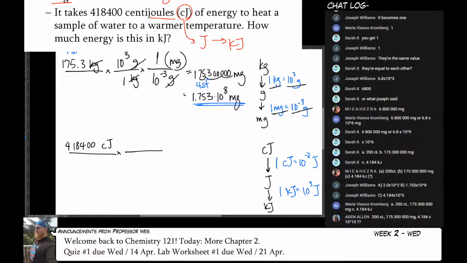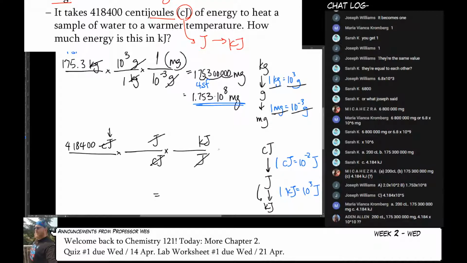And whatever's going in this space right here, whatever we're putting prefixes in front of, you can put any unit you want there. It could be anything at all. And the metric system works. That's the beauty of the metric system. All right, so I'm going to cancel out my centijoules to get joules. And then, like I said here, we're going to cancel out joules to get kilojoules. There you go.